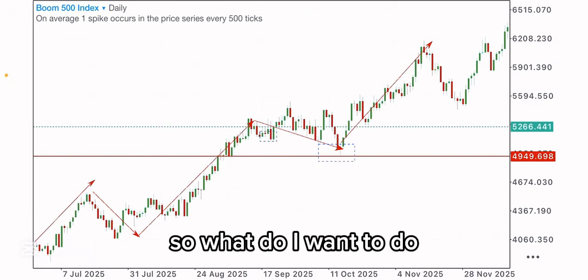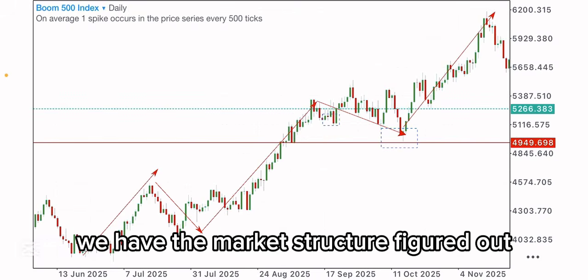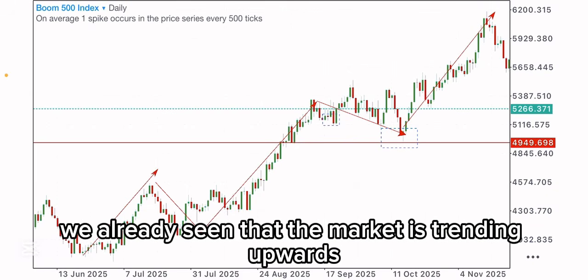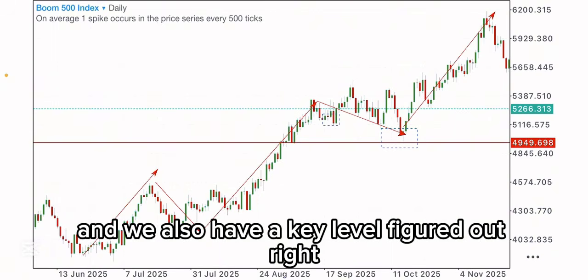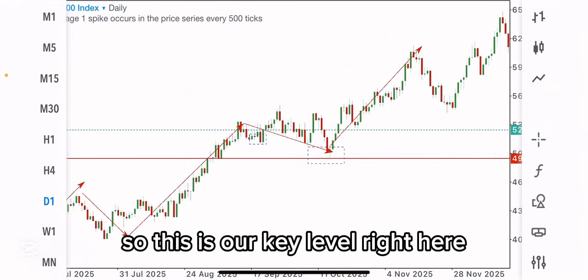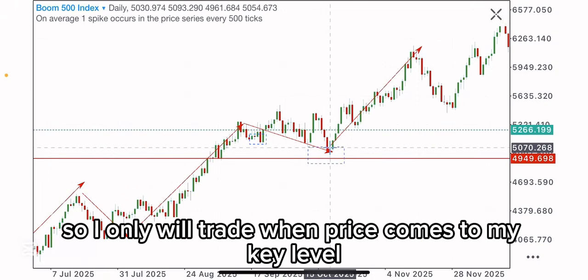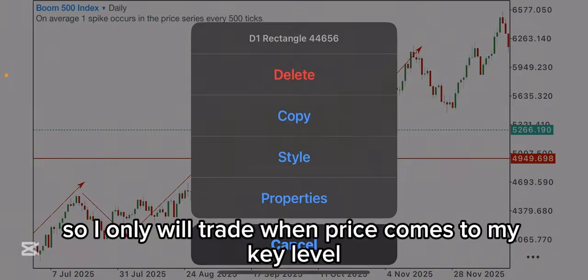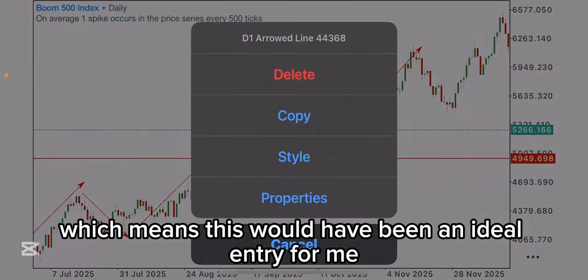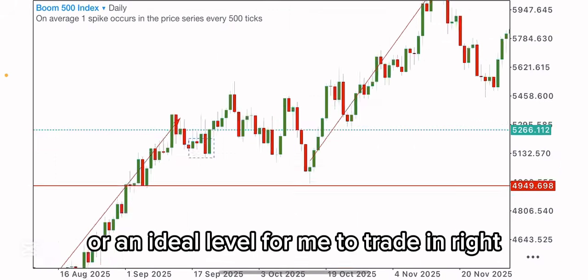So what do I want to do? Remember, we have the market structure figured out already. We've already seen that the market is trending upwards, and we also have a key level figured out, right? So this is our key level right here. I only will trade when price comes to my key level, which means this would have been an ideal entry for me, or an ideal level for me to trade in, right?